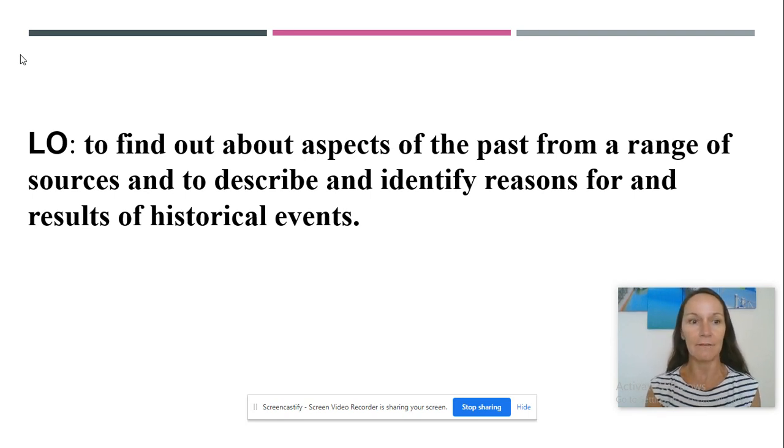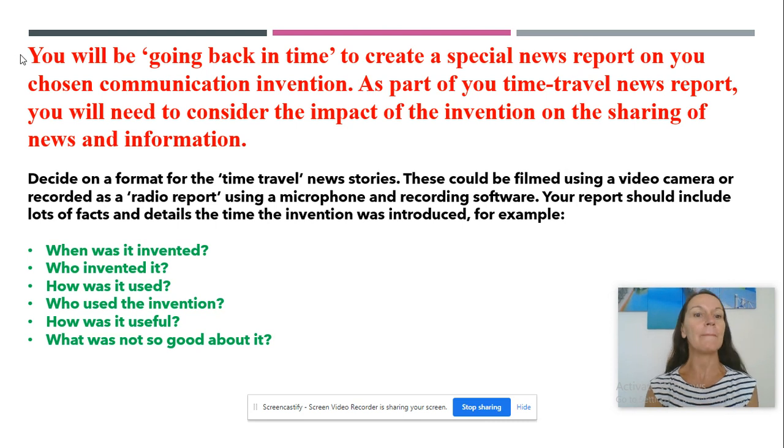Now, that's a very long learning objective, but simplified, what that means is you're going to be researching one of the methods of communication that you looked into last week when you made your timeline, and now you're going to research in further detail just one of those methods of communication. So that could be the telephone, it could be Morse code, it could be social media, it could be Twitter, it could be, what else could it be? It could be the radio, it could be the television.